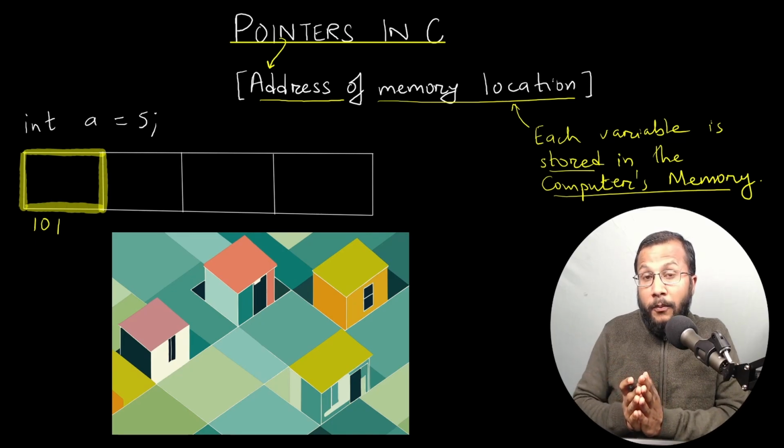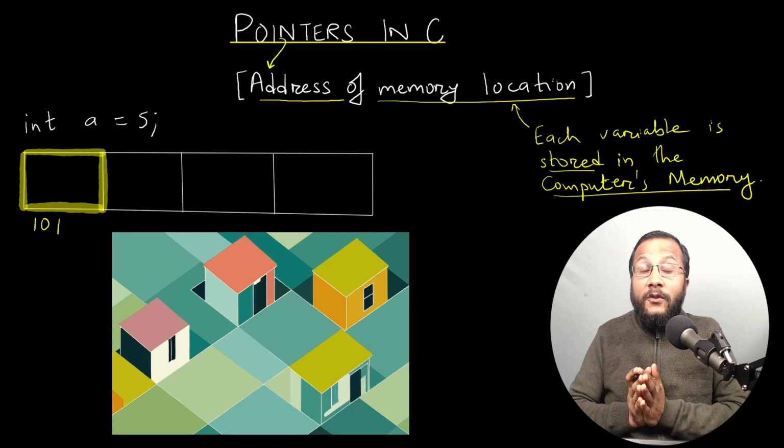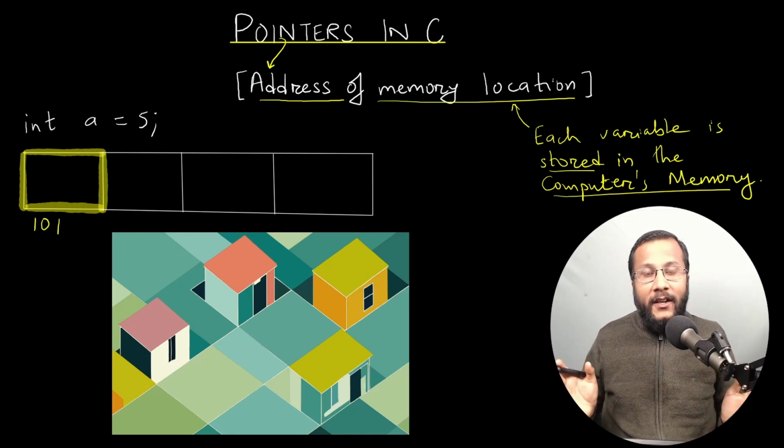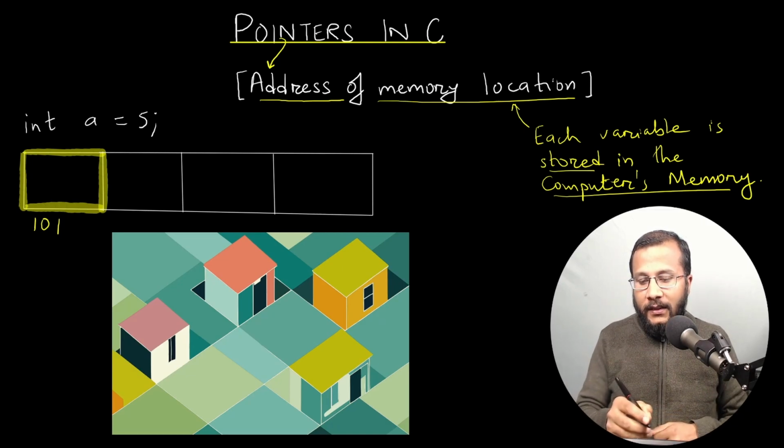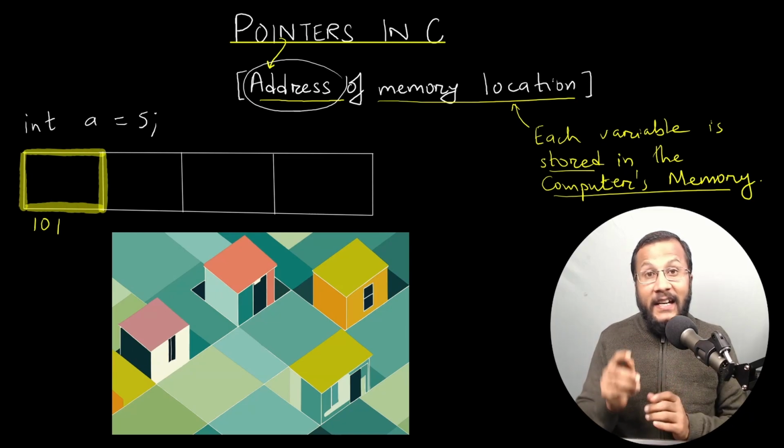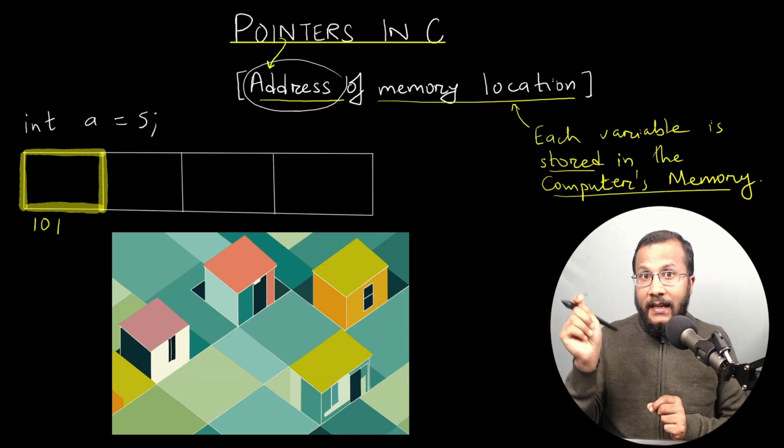C programming is popular because of this powerful concept of pointers. So in this lecture, we are going to try to learn pointers in a simplified way. So let's get started. First of all, let's see what a pointer is. A pointer is nothing but an address of a memory location. It's an address. Pointer is an address.